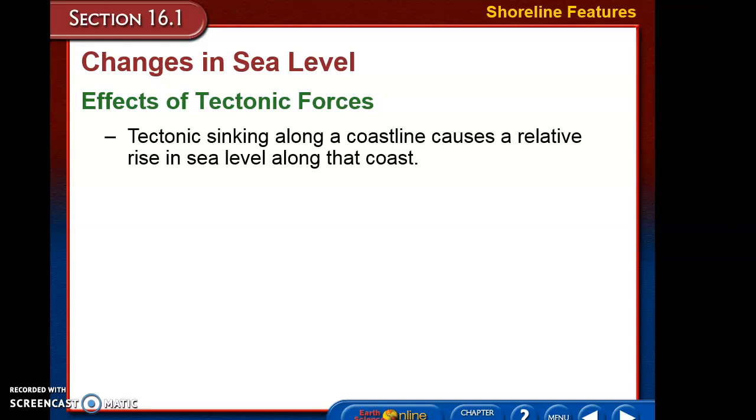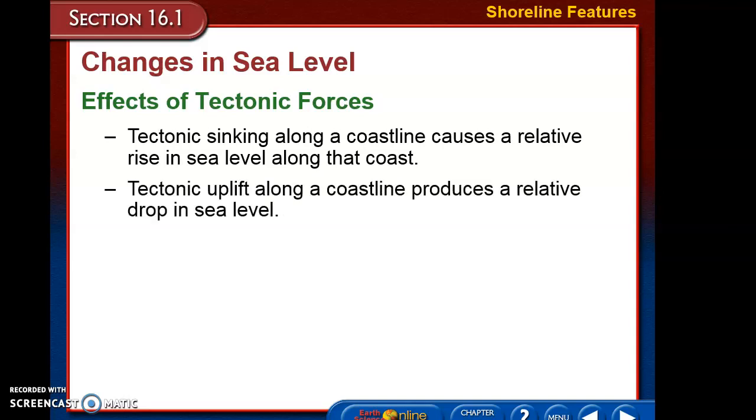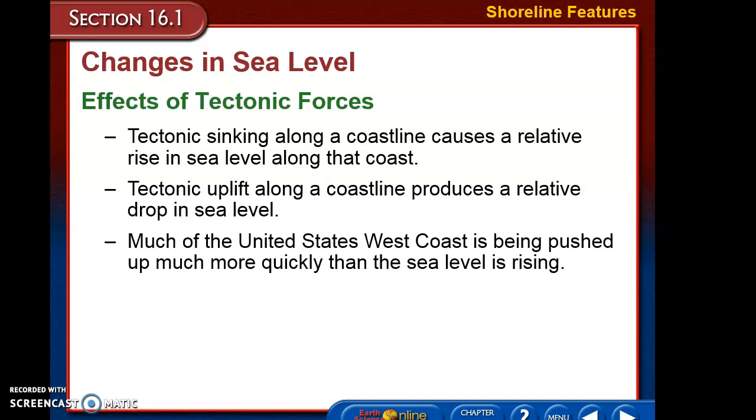So you get the same sort of thing. You can actually have tectonic plates sinking along the coastline, which can cause a rise of sea level along the coast. And you can also have the exact opposite. You can have an uplift along the coast, which causes a drop in sea level. So the West Coast, California area, is being pushed up more quickly than the sea level is rising. So they're lucking out in a way.